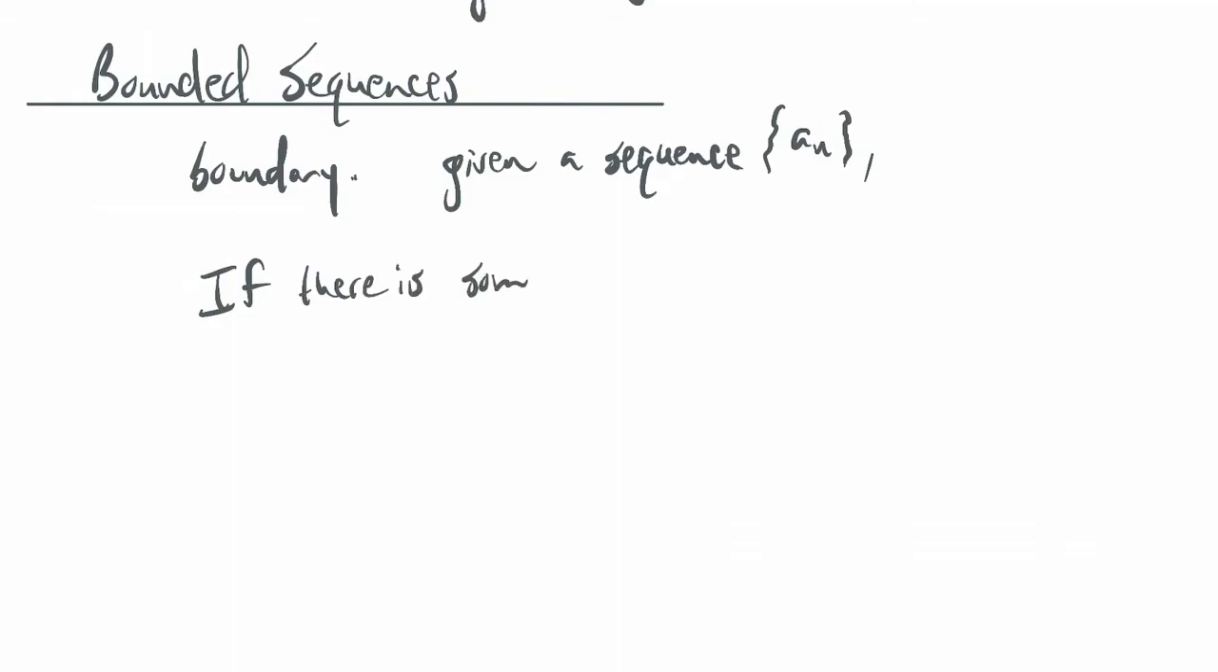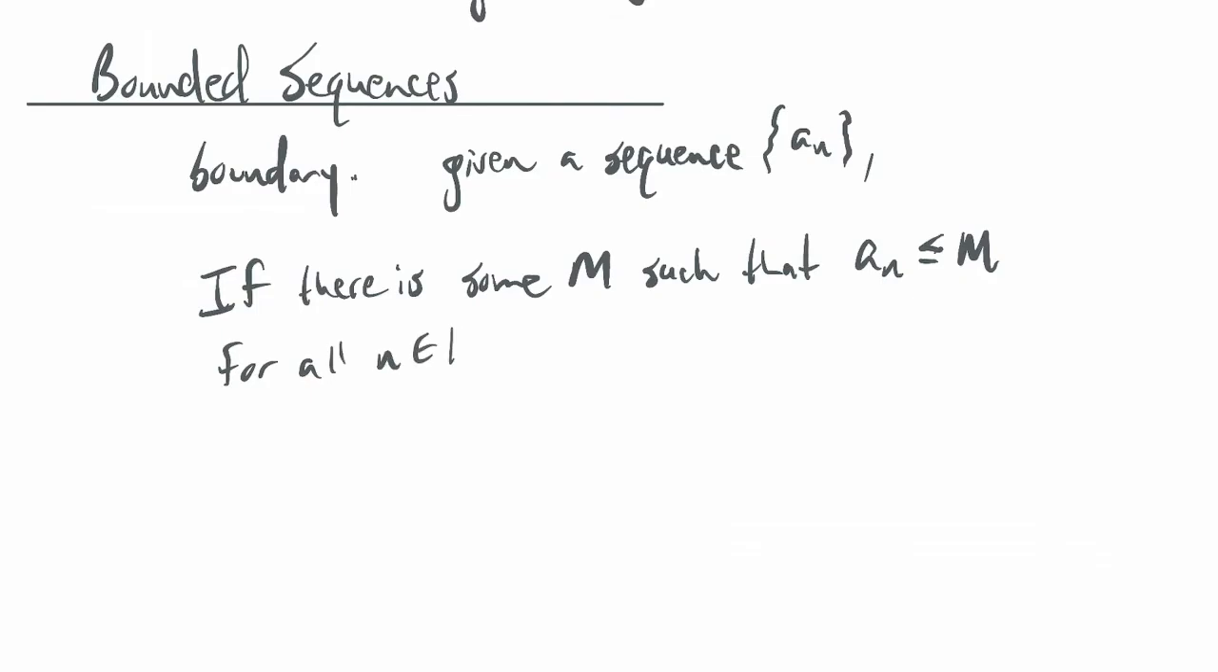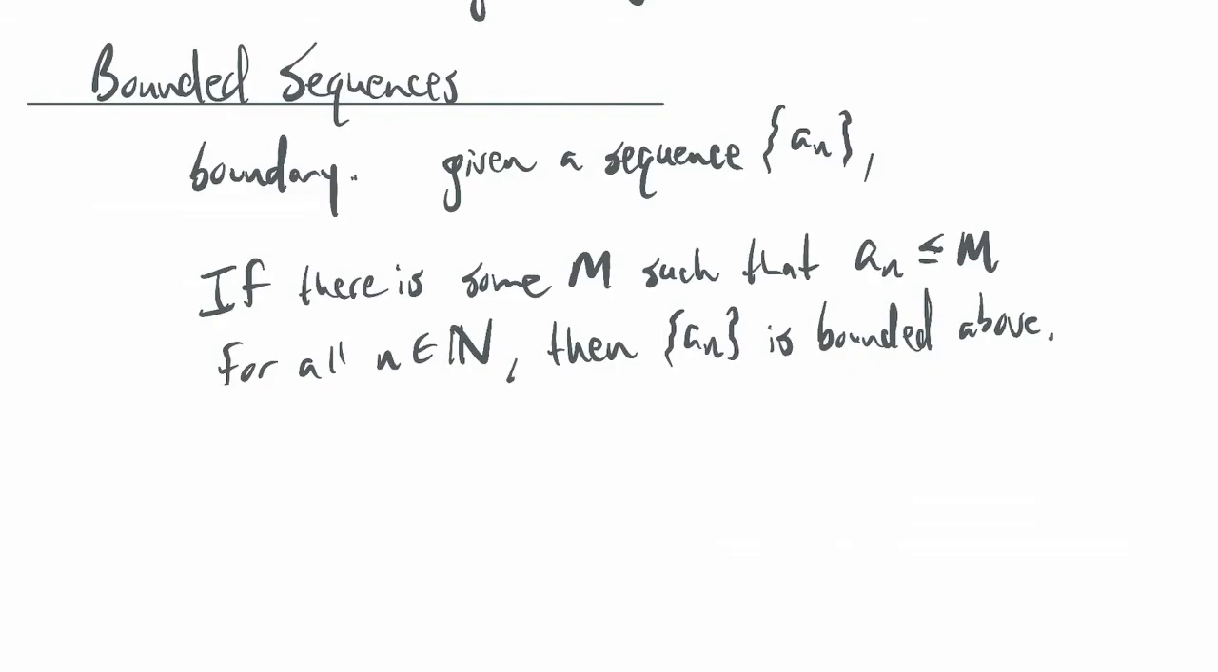If there is some, let's say, big M such that a sub n is less than or equal to big M, for all n, not just some of them, but for all of them. And that's a distinction you might think, well, really? Couldn't we exclude some of them? Well, for reasons we could get into in the live session, no, you don't need that condition, just for all of them. Then the sequence is bounded above. Basically, there's a number that is greater than all the numbers in the sequence, individually, not put together or anything. Well, then there's an upper boundary. There's a maximum that you can't get above.